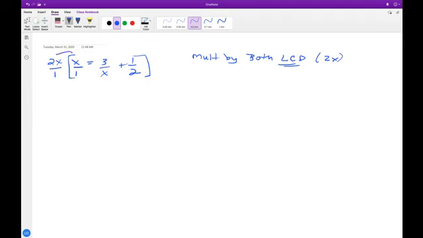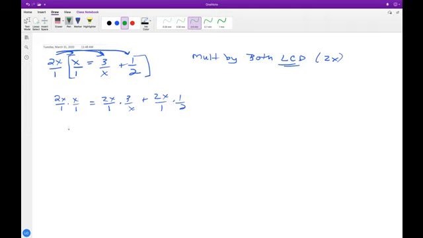So now this will get distributed to every term on both sides of the equation, and I'm going to write this down step by step. So I have 2x over 1 times x over 1 is equal to 2x over 1 times 3 over x plus 2x over 1 times 1/2. And now let's just take it one step at a time. Remember, you can cancel any numerator with any denominator.